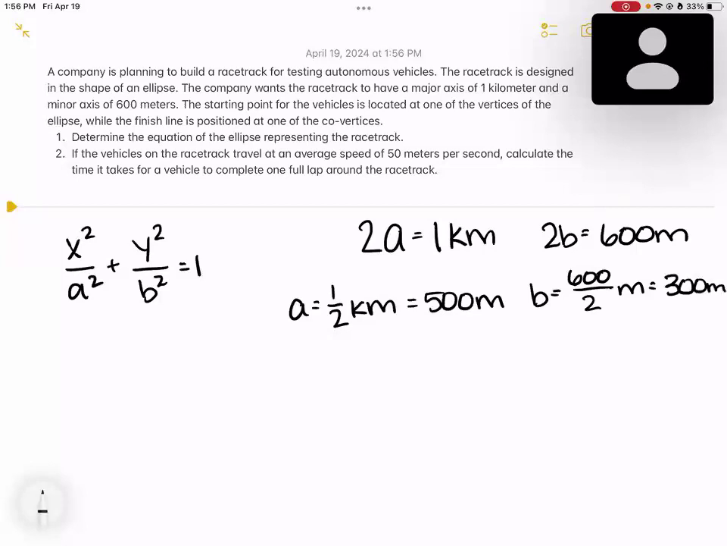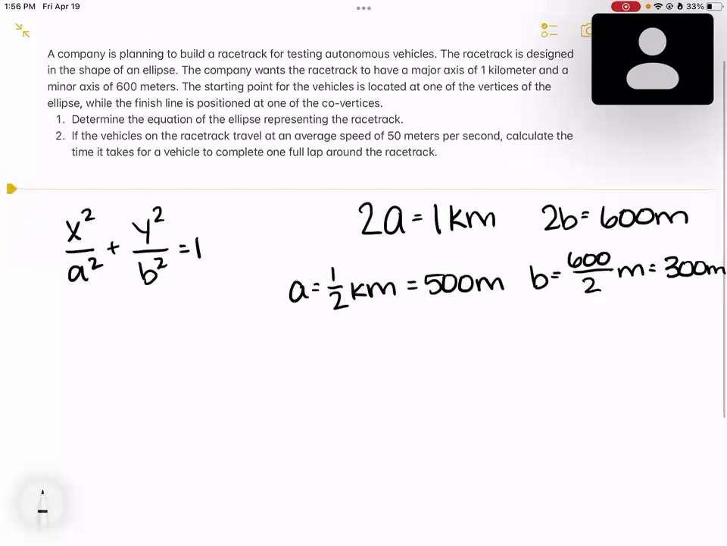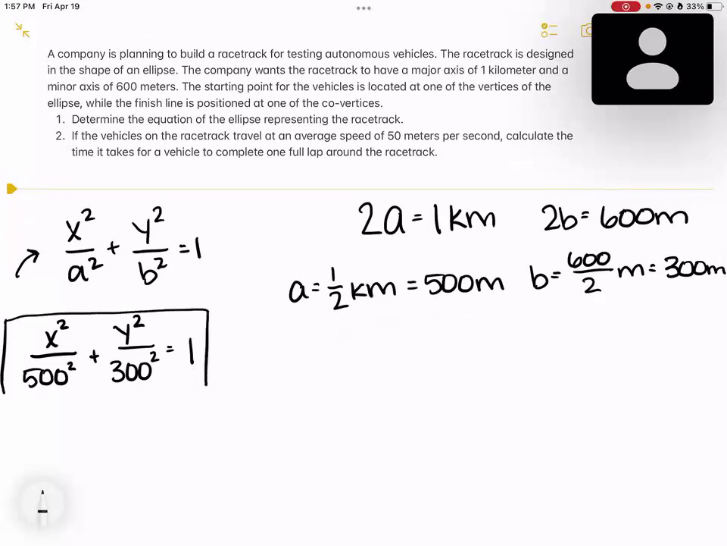And so if we plug this information into this ellipse equation, we see that x squared over 500 squared plus y squared over 300 squared is equal to 1. So this is the equation of the ellipse representing the racetrack. This is your answer to number 1 right here.